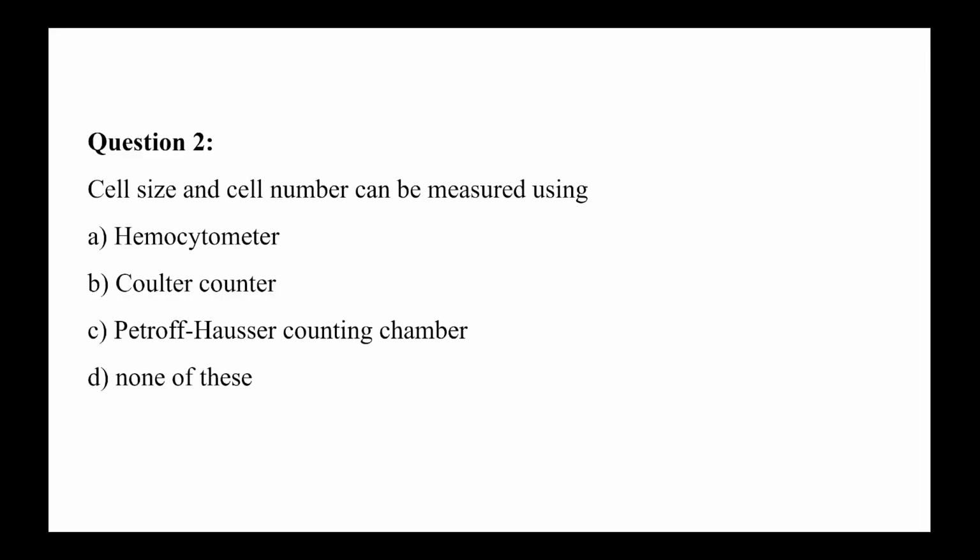So option B is the correct answer. The other two options, hemocytometer and Petroff-Hauser counting chamber, both of these are similar instruments and they are basically used to count the number of cells, but cell size cannot be determined by these two equipments. Coulter counter can be used for determining the cell size and cell number.